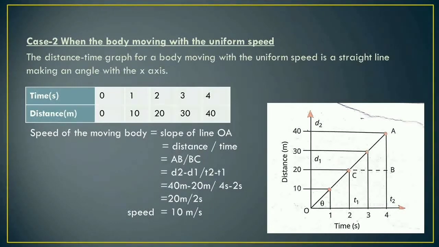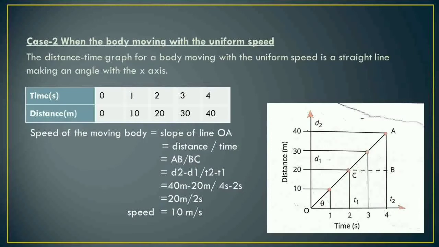time is given on the x-axis and distance is given on the y-axis. That means it is covering equal distances of 10 meters in every second. Thus, the distance time graph for a body moving with a uniform speed is a straight line making an angle with the x-axis or the time axis. You can see here.